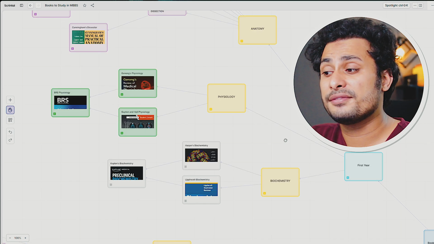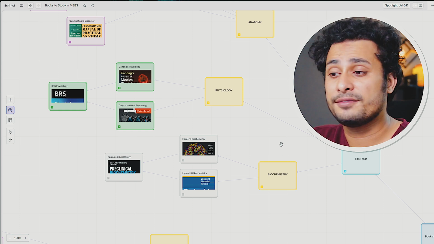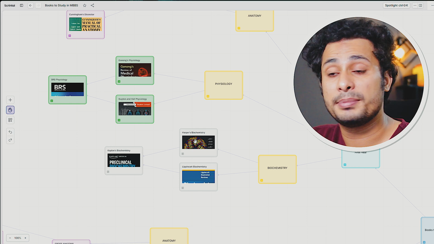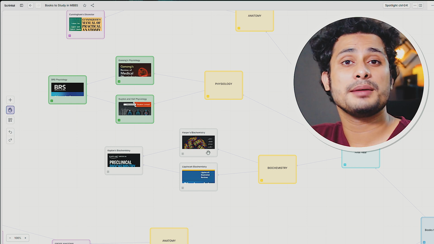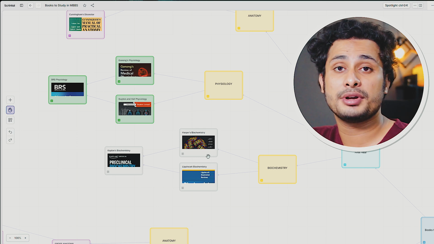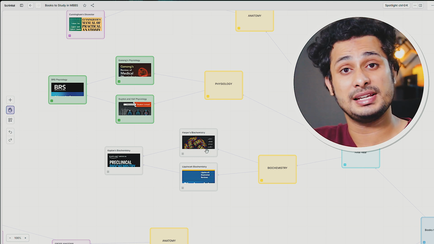The final subject we have in first year MBBS is biochemistry, and for biochemistry the gold standard and recommended books are Harper's Biochemistry and Lippincott Biochemistry. The review book for biochemistry is Kaplan's Biochemistry. If you find biochemistry difficult, you can supplement it with Kaplan's Biochemistry lectures as well.